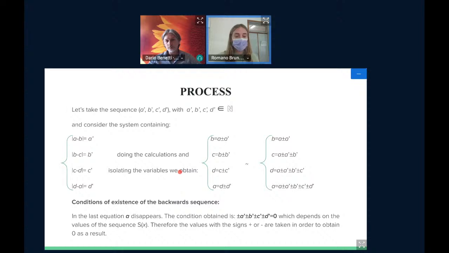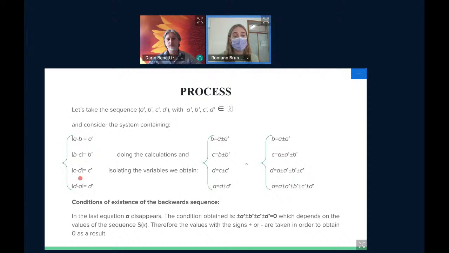So here is what we have found so far about the backward succession. Let's start with the sequence A', B', C', D', whose previous sequence is given by A, B, C, and D. That is the sequence that we have to find. In this case, A' is given by the absolute value of A minus B, B' is given by the absolute value of B minus C, C' is given by the absolute value of C minus D, and D' is given by the absolute value of D minus A.